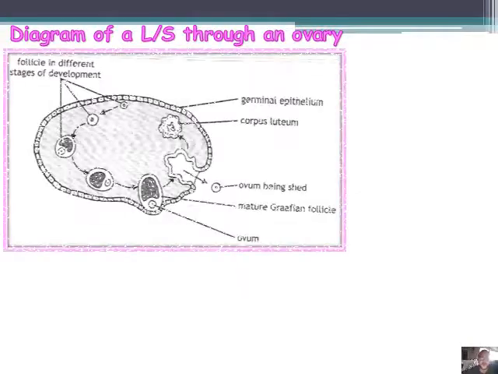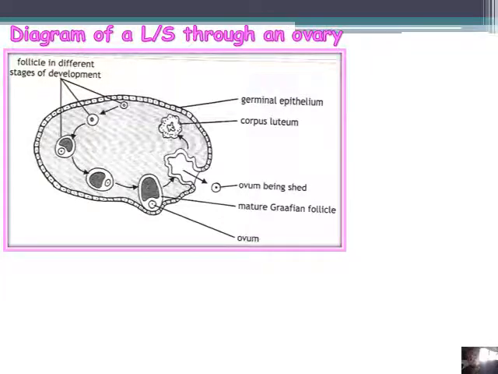And then last of all, a diagram of a longitudinal section through an ovary. Please draw this as well. We have the follicle in different stages of development. On the right, in the middle, at the top over there, we have an immature follicle, and then we have a developing primary follicle. On the left-hand side, the third one, we have a secondary follicle. Eventually we have a mature Graafian follicle with an ovum inside.